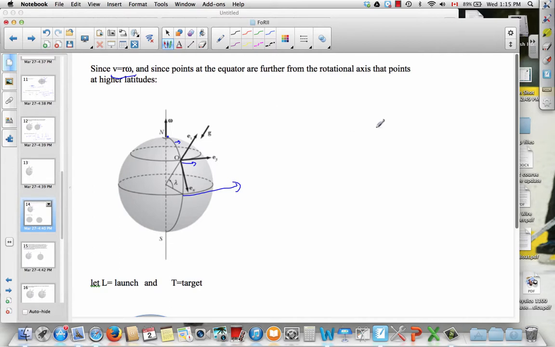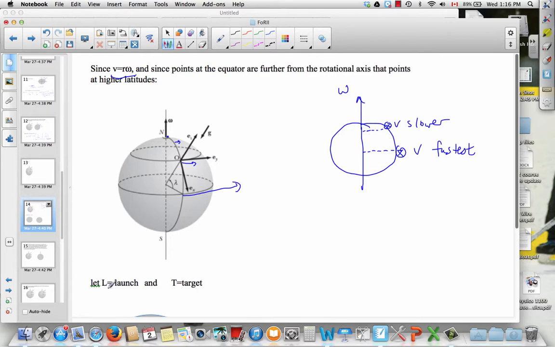So if we view this perhaps in side view, omega's coming out like this. The velocity here is going to be fastest. And then the velocity here, again into the page, is slower. Why is it slower? Because it's closer to the rotational axis. When you're here at the equator, you're much further from the rotational axis.